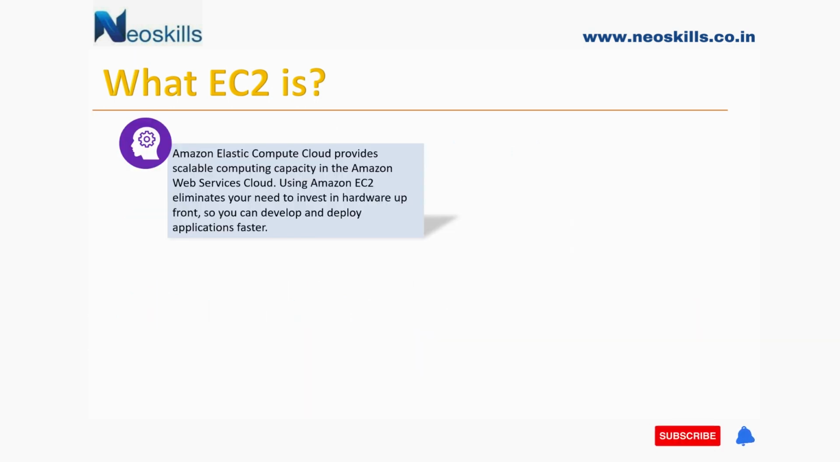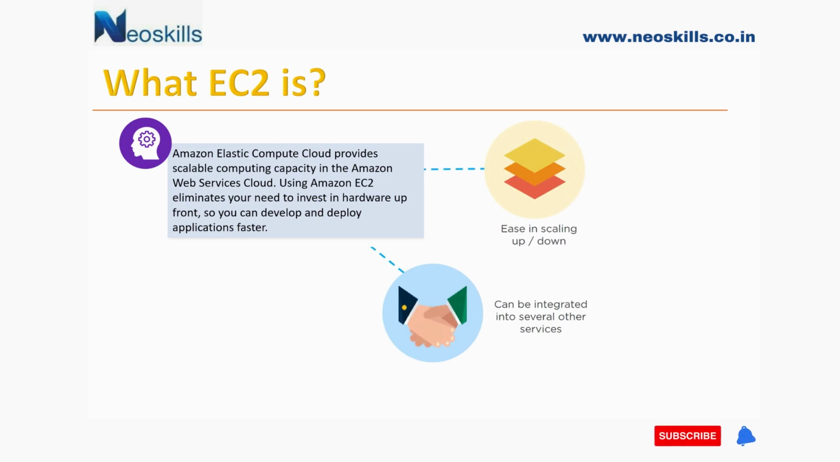Amazon Elastic Compute Cloud, EC2, provides scalable computing capacity in the Amazon Web Services Cloud. Using Amazon EC2 eliminates your need to invest in hardware upfront, so you can develop and deploy applications faster. With EC2, it is very easy to scale up or scale down our infrastructure based on demand. Not only that, this EC2 service can be integrated well with almost all the services in Amazon. And out of all this, the best part could be that we only pay for what we use.